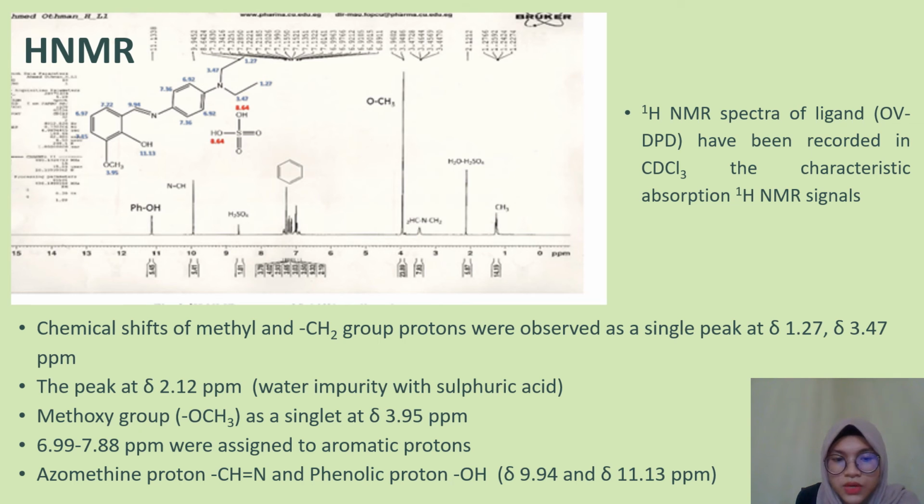And for the methoxy group, OCH3 appears at 3.95 ppm as a singlet. For the aromatic protons, they appeared at 6.99 to 7.88 ppm. And then for the azomethine proton, CH=N, and phenolic proton, OH, appear at 9.94 and 11.13 ppm.